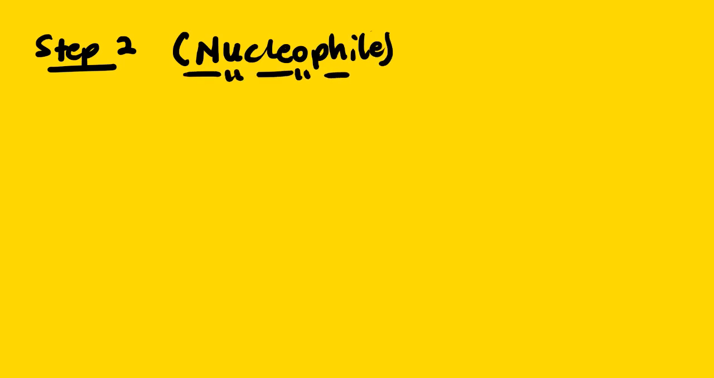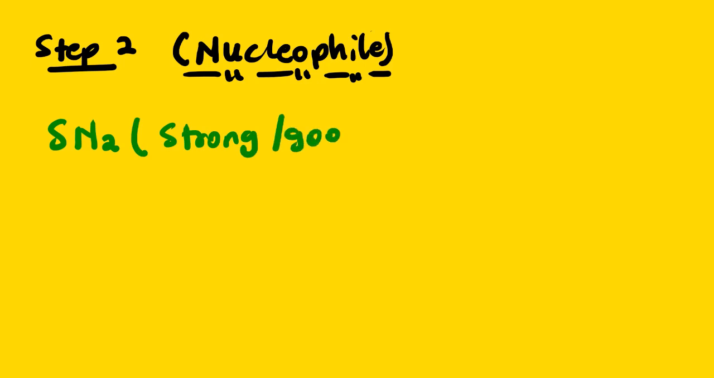Step number 1, we look at the nature of the substrate. Step number 2, we look at the nature of the nucleophile. Now the question should be, is the nucleophile strong or weak, or we can say good or bad? Now we know that for SN2, it favors strong, or we can say good nucleophile.